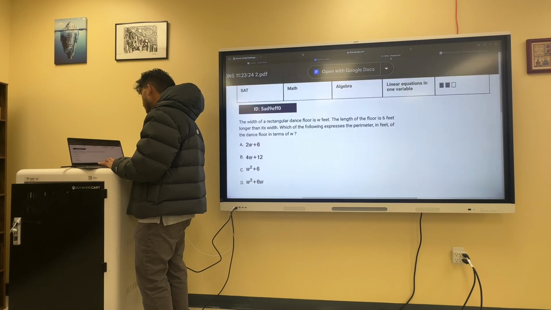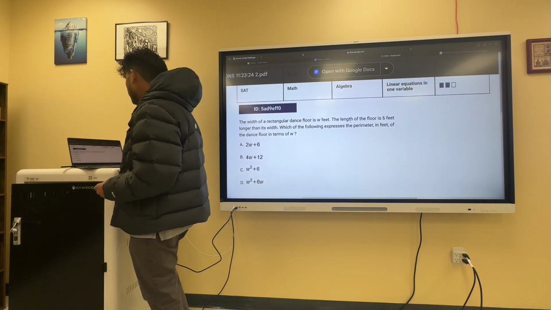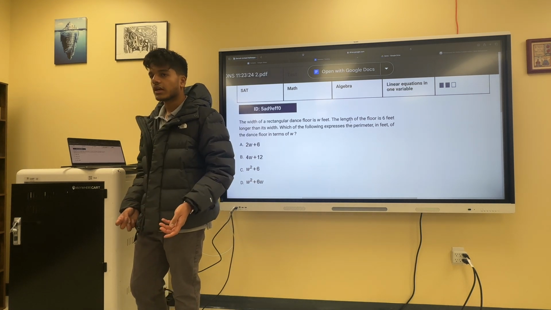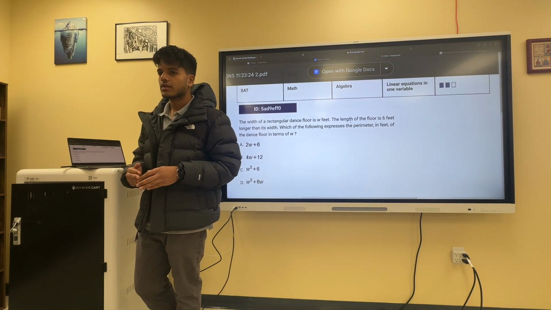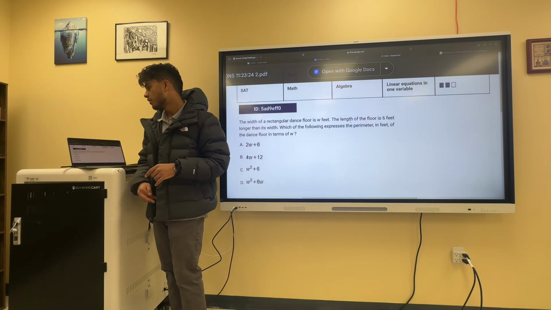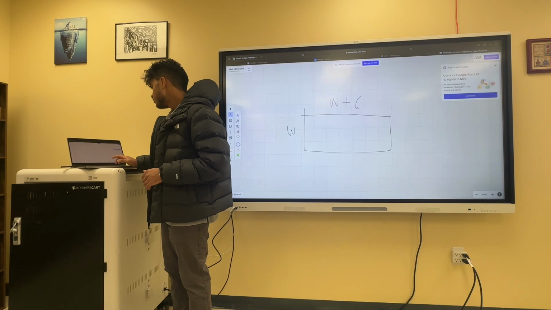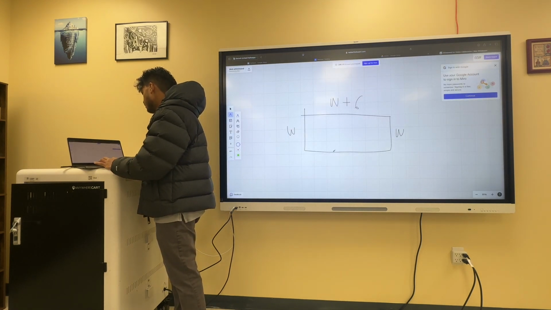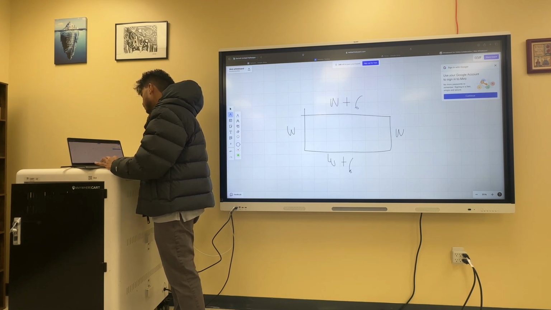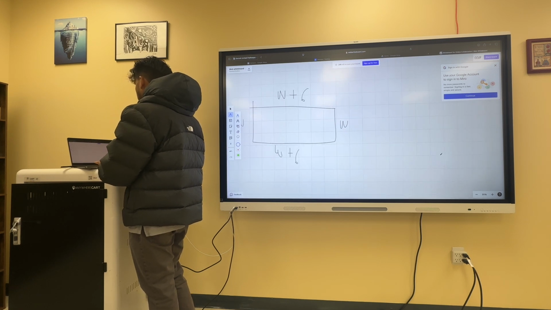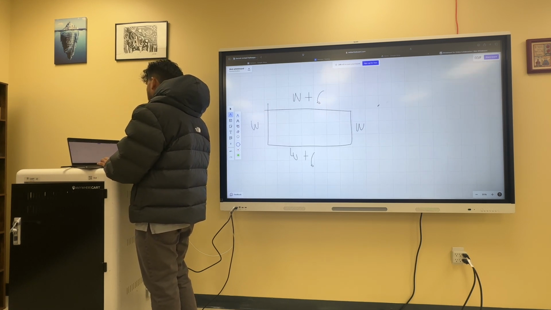And then, now that you're given that, which of the following expresses the perimeter? So the perimeter is just basically the surrounding. It's not the area, which is just multiplying those two sides. It is the perimeter, which is finding and adding all 4 sides, okay? So, since we're given that the width and the length are this, we can just simply put in W here and W plus 6 here, okay?